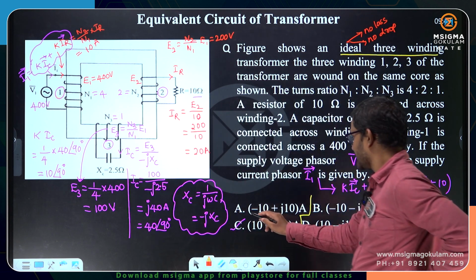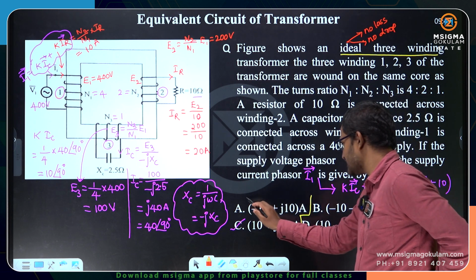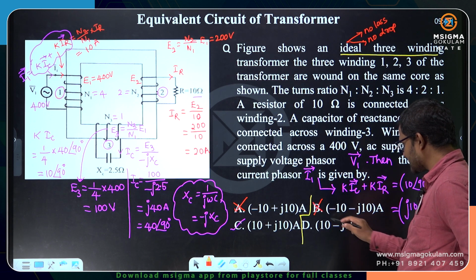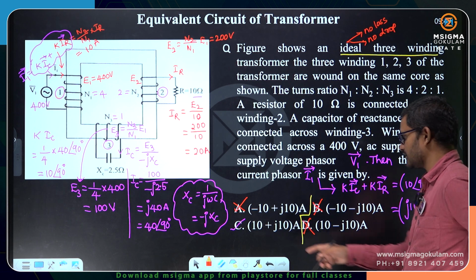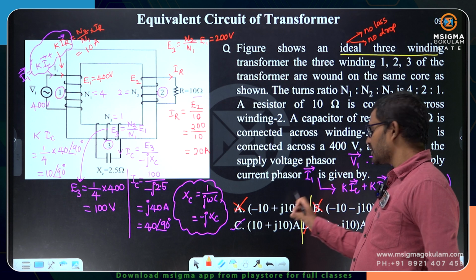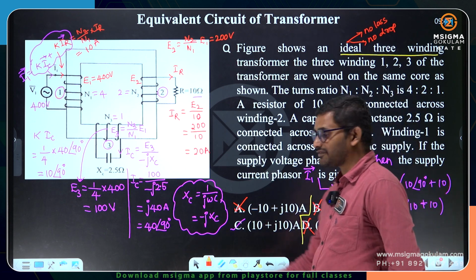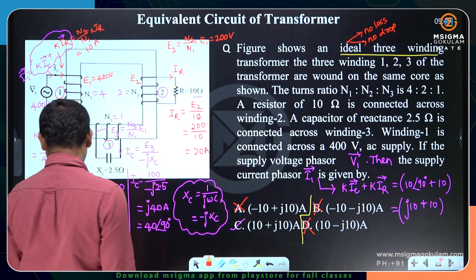You see the options: a minus real term plus J term doesn't satisfy. Minus 10 minus J10 also doesn't satisfy. 10 minus J10 also doesn't satisfy. The only one that can satisfy is 10 plus J10, because the current should lead with respect to voltage. That is the thing. So let me show you the phasor diagram also, if you want me to.